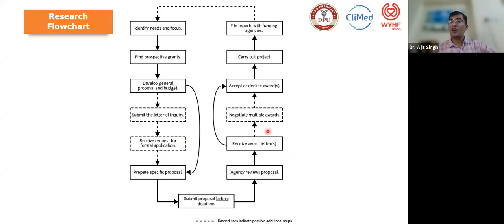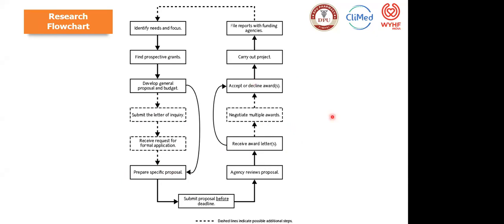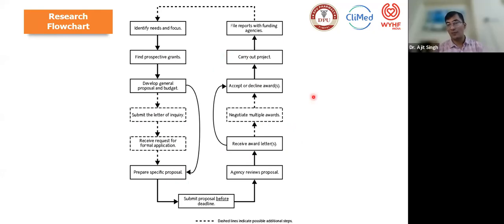You will receive the award letter if they are accepting your proposal. Maybe they can negotiate for multiple awards, and you will get the letter, acceptance or decline. Then if they accept, carry out the project. It is not completed until they accept and allot the funds. You have to submit follow-up reports every year or every 6 months, whatever is asked by the agency.